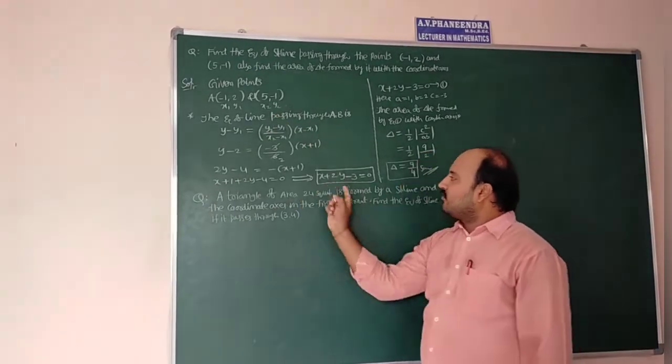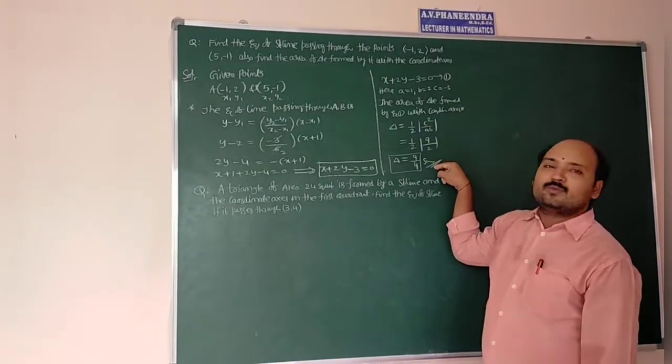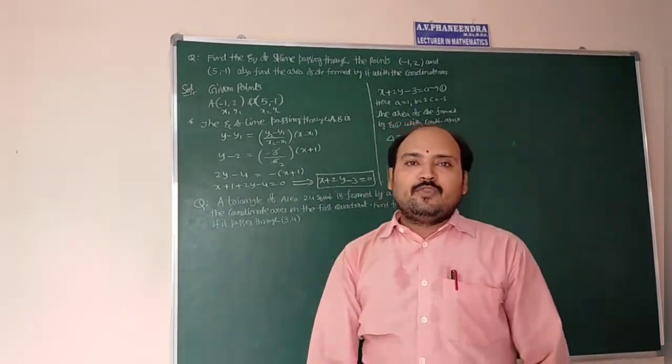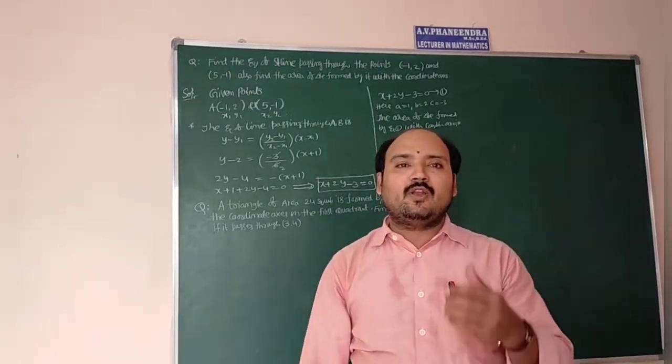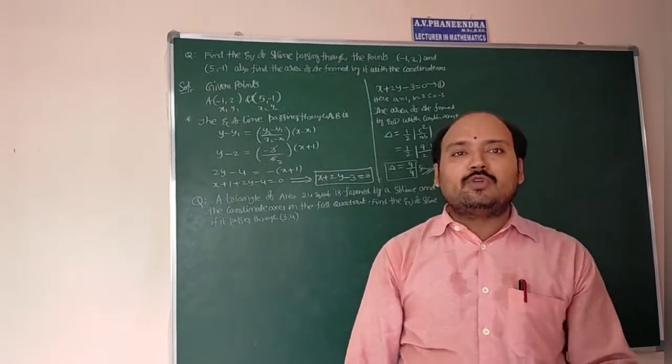For getting the equation of line 2 marks, for writing the formula 1 mark, and getting the answer is 1 mark. Like this way they are going to distribute the marks in boards. It is a 4 marks question. Even in previous questions we discussed, the area of triangle formed by the line with the coordinate axis, it is important for 2 marks in the boards.